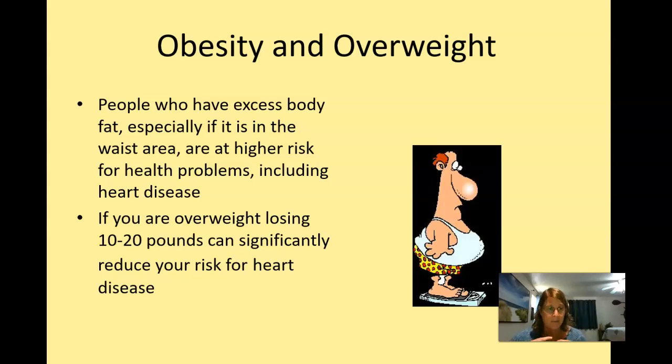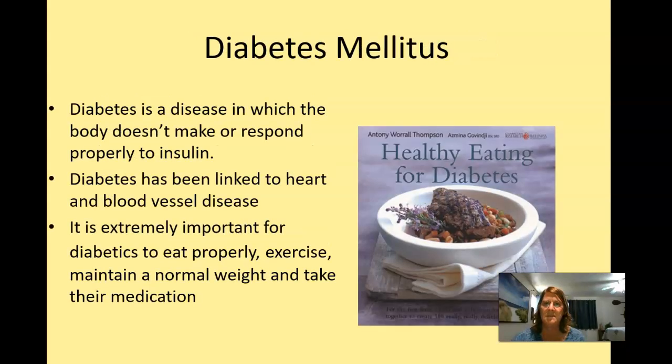That is considered an apple shape. A pear shape is when your hips and butt are bigger than your chest area and your stomach. So if you put your weight on in your hips and your butt, that would be pear shaped. If you put your weight in your abdomen, you're apple shaped. And apple shapes have higher risk of heart disease than pear shapes. So overweight in general is not good for your heart, but especially if you're putting it all on in your abdomen. And just losing 10 to 20 pounds can significantly reduce your risk of heart disease.